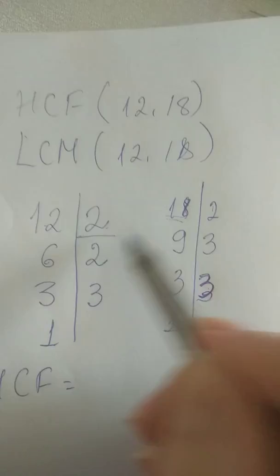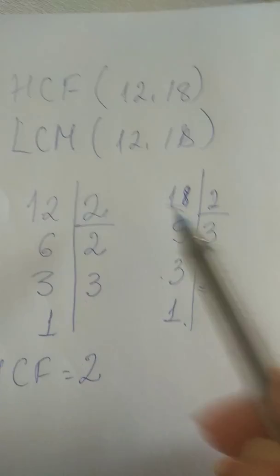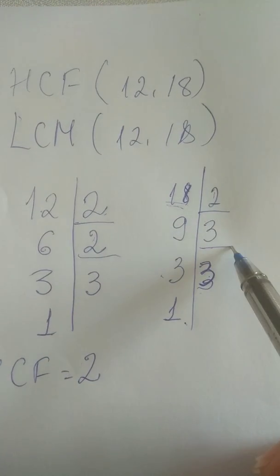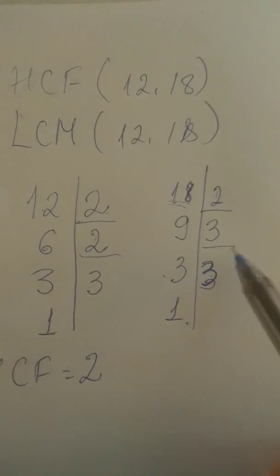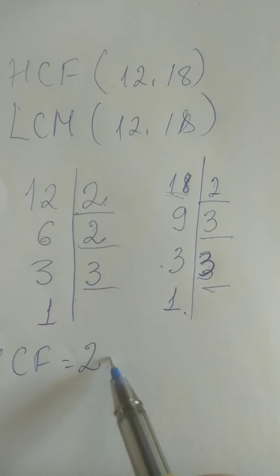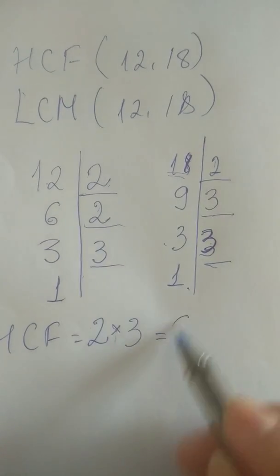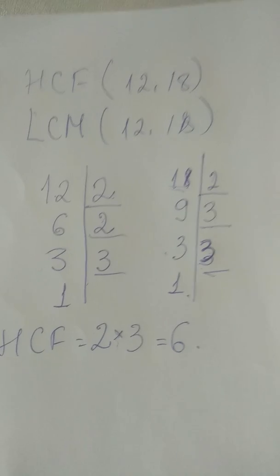Look at here. 2 and 2, the same factors. That's why we take one of them. Then 2 and 3, it's not the same, so we don't need to take. And 3 and 3, it's the same factor, that's why we need to take. With multiplication, 2 times 3 is 6. That's it. It's the HCF of these numbers.